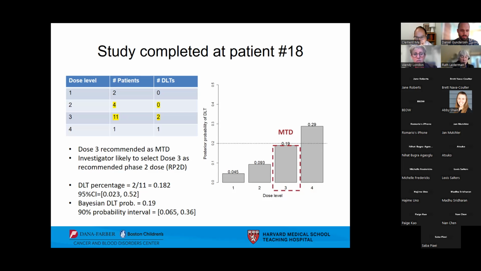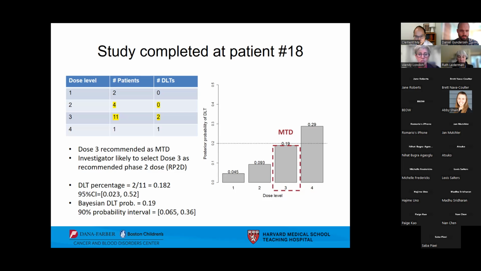in future trials. So one thing that I'd like to point out is at dose level 3, we have 2 patients out of 11 who had a DLT. So that's an 18.2, that proportion of patients is 18.2%. However, the Bayesian model estimated the probability of DLT at dose level 3 at 19%.